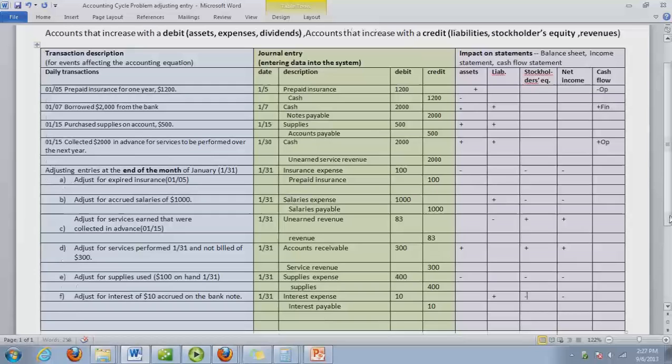In the next video clip, we will get into posting to the ledger to get a balance per account and preparing the trial balance, eventually working to preparing the statements.